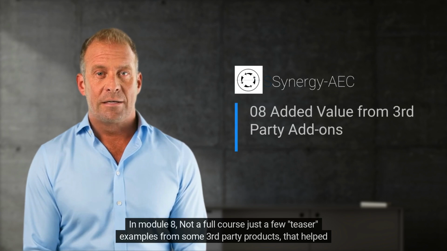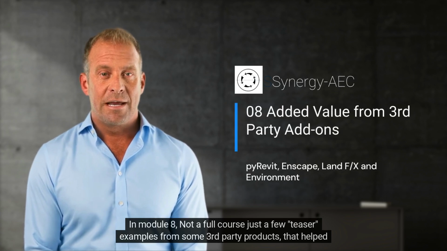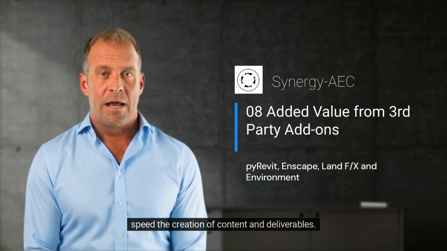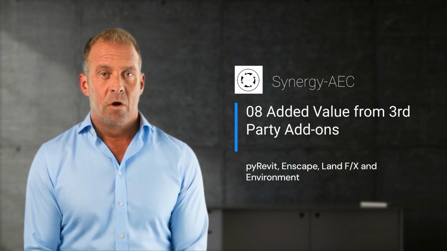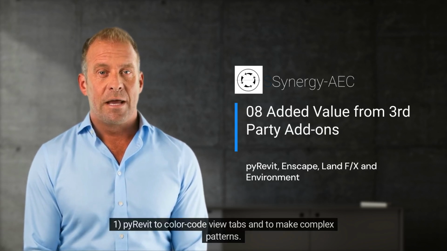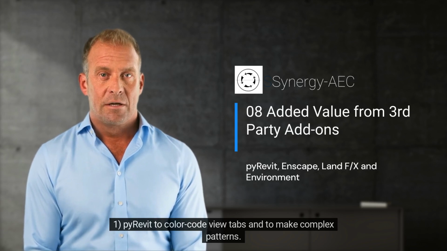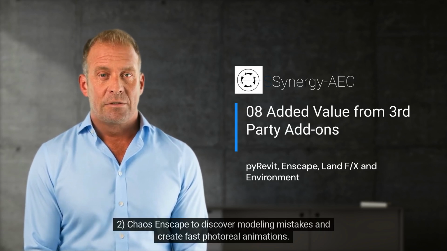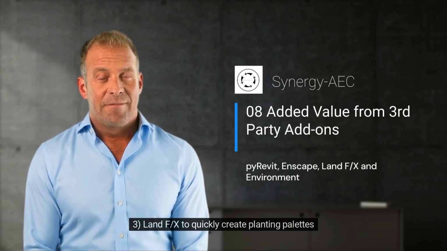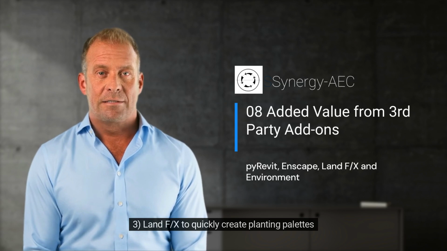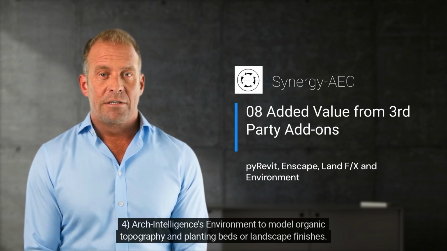In Module 8, not a full course, just a few teaser examples from some third-party products that helped speed the creation of content and deliverables. 1. Revit to color code view tabs and to make complex patterns. 2. Chaos Enscape to discover modeling mistakes and create fast photoreal animations. 3. Land FX to quickly create planting palettes. 4. Arch Intelligence's environment to model organic topography and planting beds or landscape finishes.